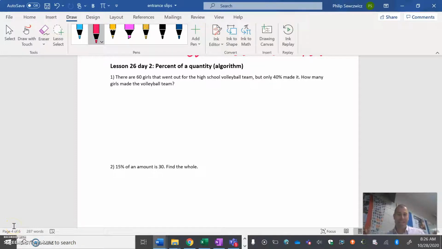Hey everyone, today we are on lesson 26, day number 2. We bring out the algorithm.